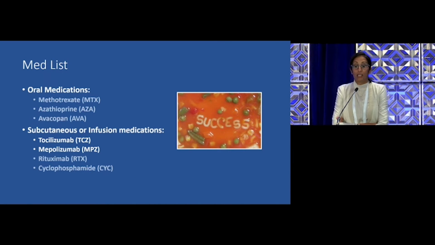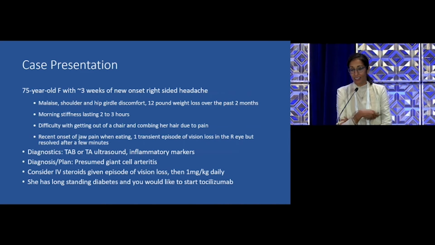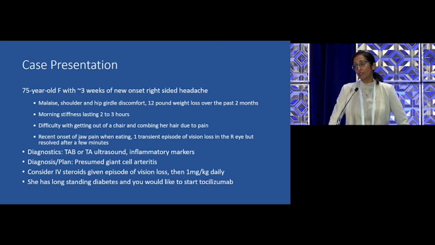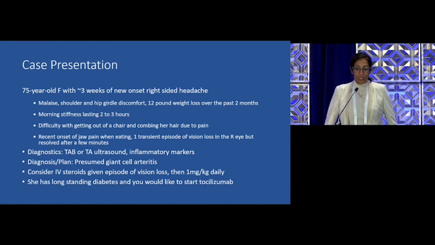All right. So now I'm going to switch disease states, and we'll talk about a different case. A 75-year-old female with 3 weeks of new onset right-sided headache, malaise, shoulder and hip girdle, so this whole area, discomfort, 12-pound weight loss over the past 2 months, morning stiffness lasting about 2 to 3 hours. She has difficulty getting out of a chair and combing her hair from the pain. She had some onset of jaw pain when she was eating, had a transient episode of vision loss in the right eye, but it resolved after a few minutes.